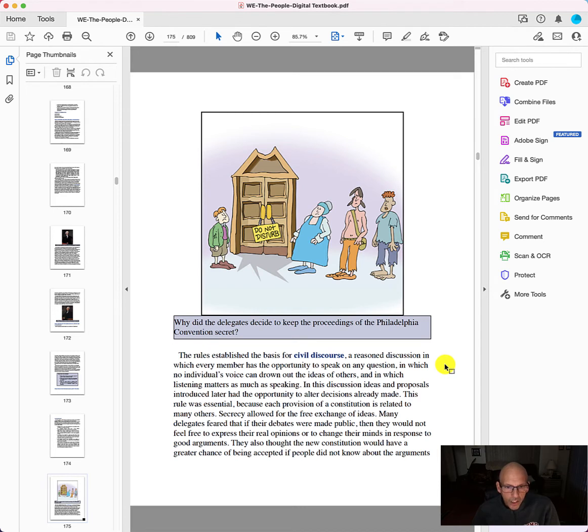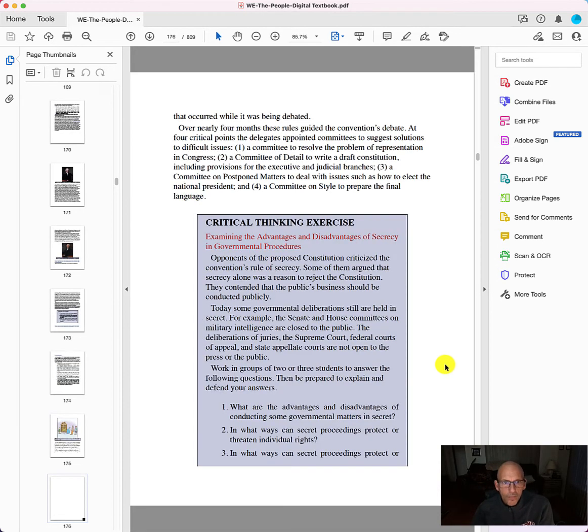Secrecy allowed for the free exchange of ideas. Many delegates feared that if debates were made public, then they would not feel free to express their real opinions or to change their minds in response to good arguments. They also thought the new constitution would have a greater chance of being accepted if people did not know about the arguments that occurred while it was being debated.